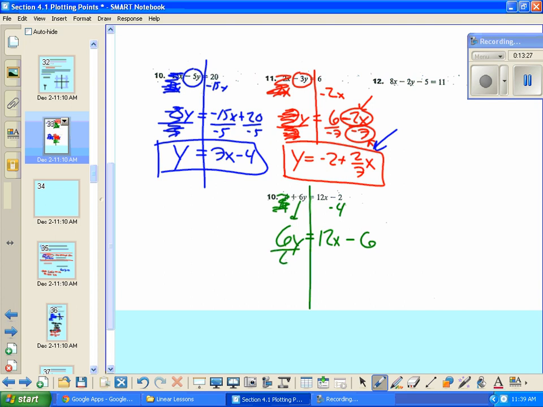Last step here, I'm going to divide everything by 6. And again, the other way I can write it, as I'm getting used to, is just dividing every single thing by 6. As long as I do that, this will work in this equation. It won't change my answers. So on the left side, I just get y. On the right side, 12 divided by 6 gives me 2, so 2x. And then 6 divided by 6 is 1, so y equals 2x minus 1.